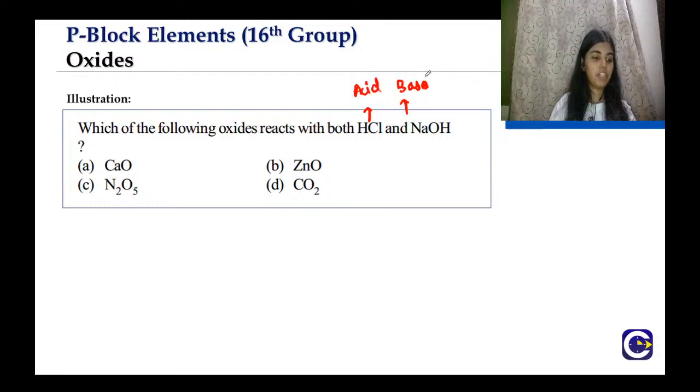Okay, Shivranjani Sham is saying B. Yes, you are very much correct with your answer. Zinc oxide, because it is amphoteric, will react with HCl and it will react with NaOH also. Good.